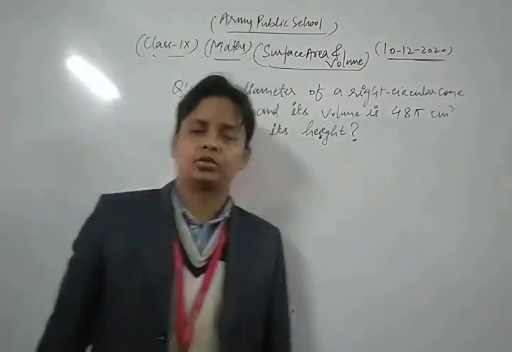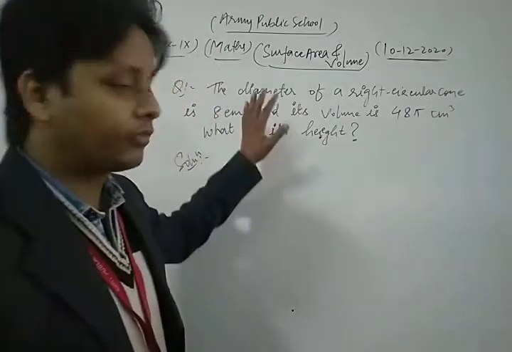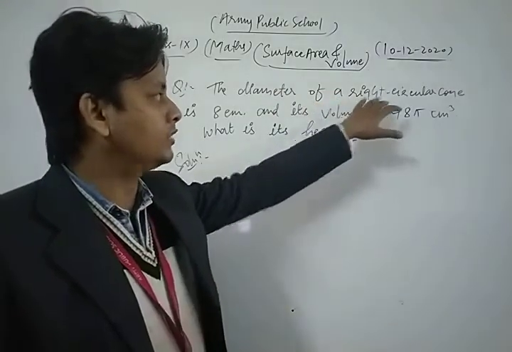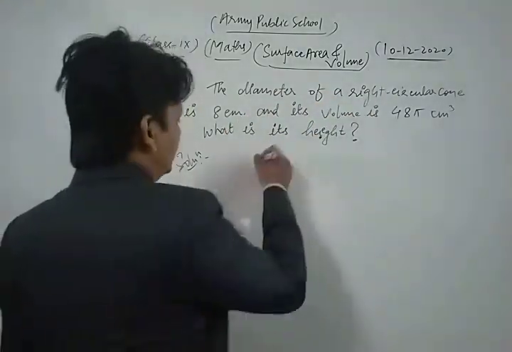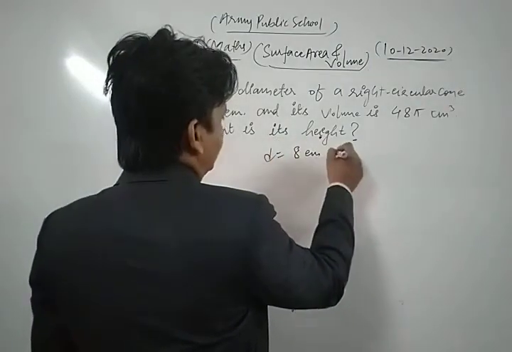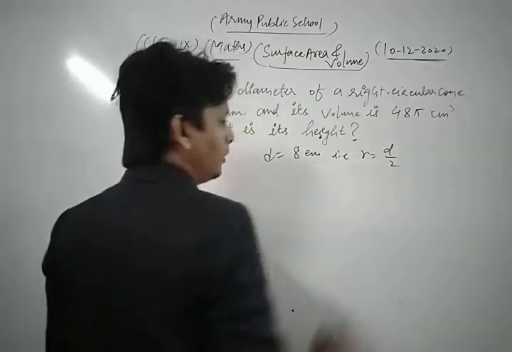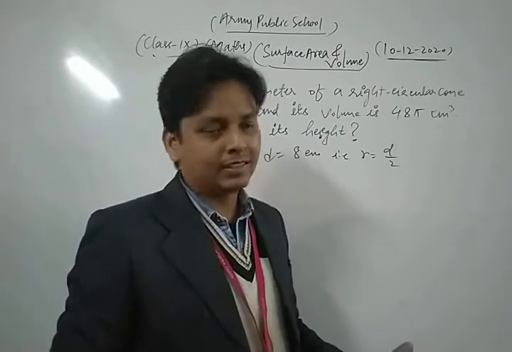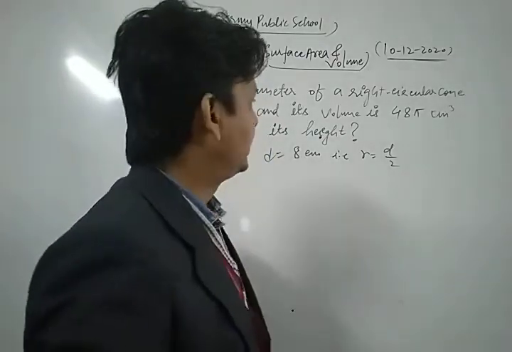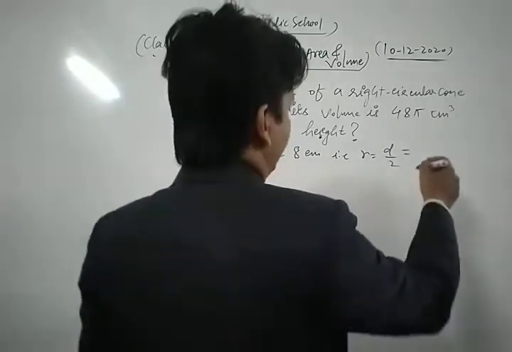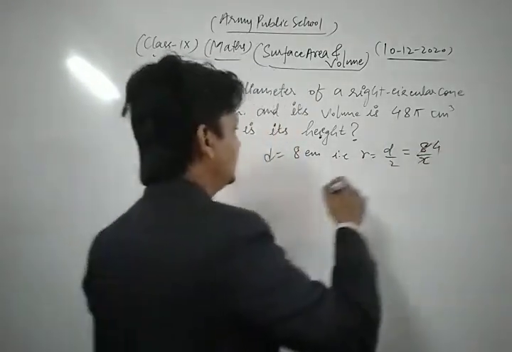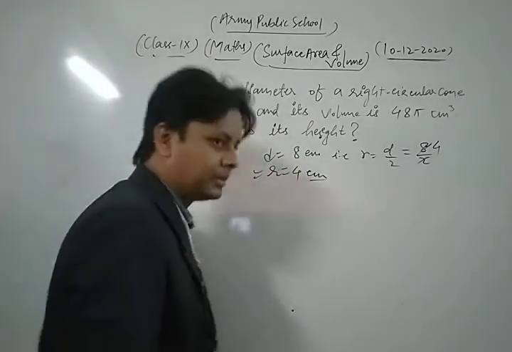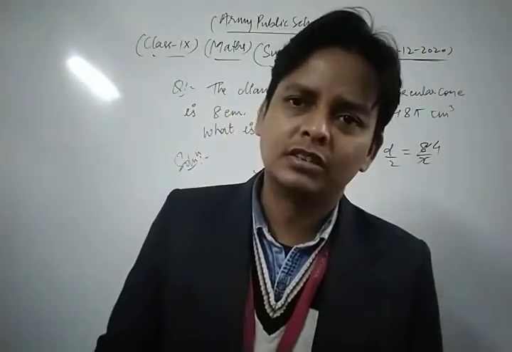Okay, dear student, this is the question based on the cone, and here the diameter of a right circular cone is 8 centimeter. Its radius will be D by 2, because we know that the diameter is double its radius, so radius is half of its diameter. Here the diameter is 8, so 8 by 2, 2 4s are 8. Thus the radius of the cone is 4 centimeter. This is the radius of the base of the cone.